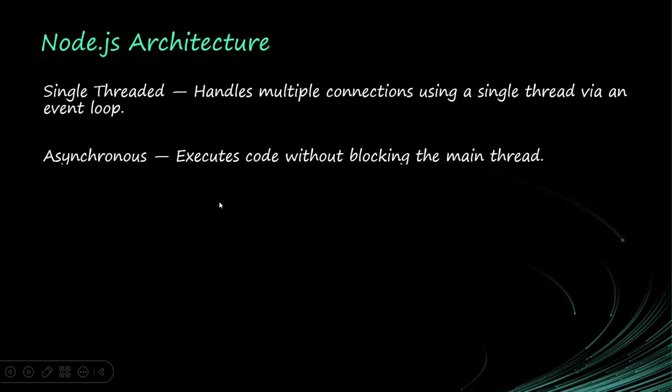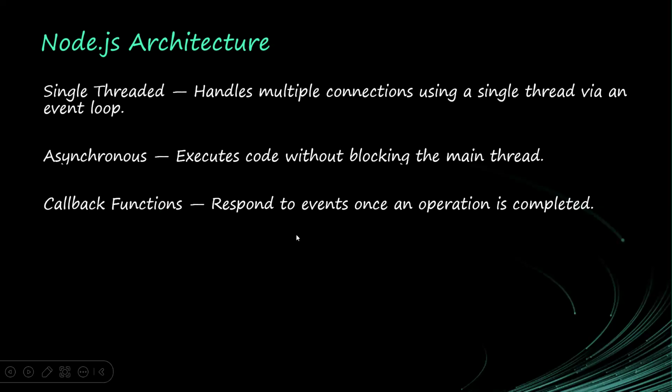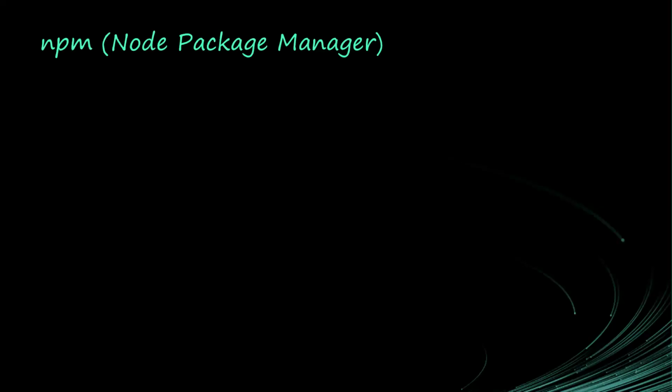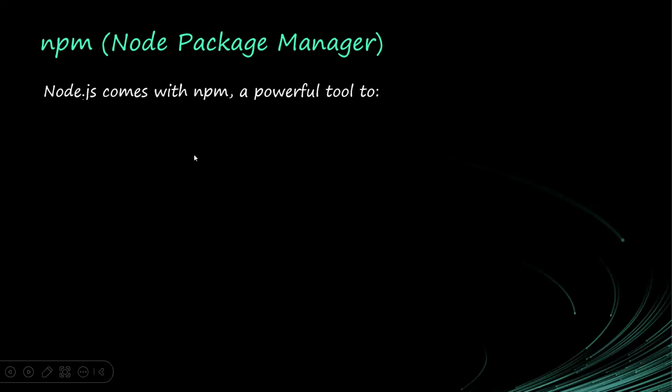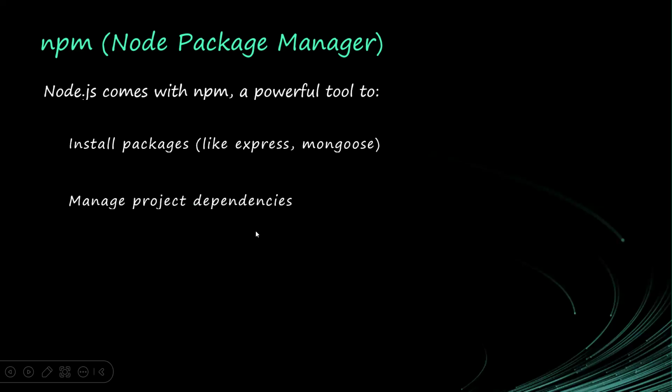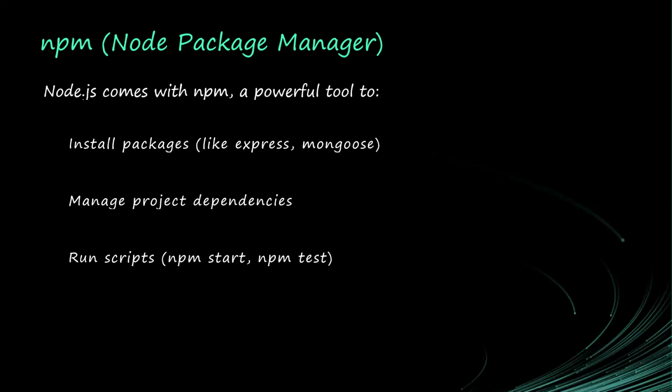It is asynchronous. Node.js executes code without blocking the main thread. It has callback functions. It responds to events once an operation is completed. Don't worry, we'll explain this more. It comes with NPM, a powerful tool to install packages like Express and Mongoose. We'll be talking about Node Package Manager in this session too, so I will wait till then. It manages project dependencies and runs scripts like npm start and npm test. You're going to see all these things as we go on.